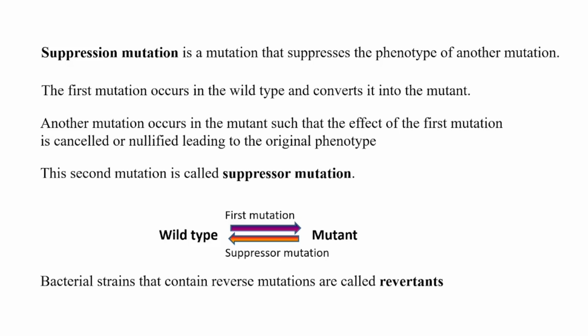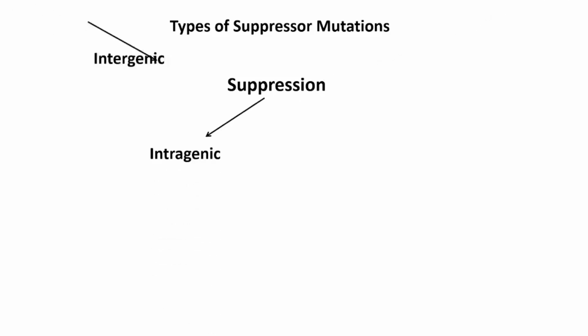Let us move ahead and talk about the types of suppressor mutations. Suppressor mutations can be intragenic or intergenic. Intragenic suppressors are located in the same gene as the forward mutations that they suppress. The possible locations and nature of intragenic suppressors are determined by the original forward mutation and by the relationships between the primary structure of the gene product and its biological activity.